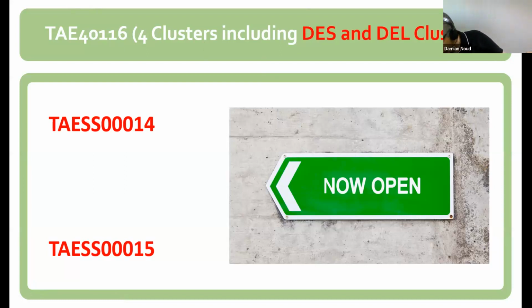So most of you are probably doing the full certificate for training and assessment, the TAE 40116. If that's the case for you, you're probably enrolled in 4 clusters, unless you're only doing part of it, or you had previous credit transfers or RPL or something like that. Today, what we're going to be doing is relevant to 2 of those clusters, the DES cluster, which is learning design, and the DEL cluster, which is delivery and facilitation.